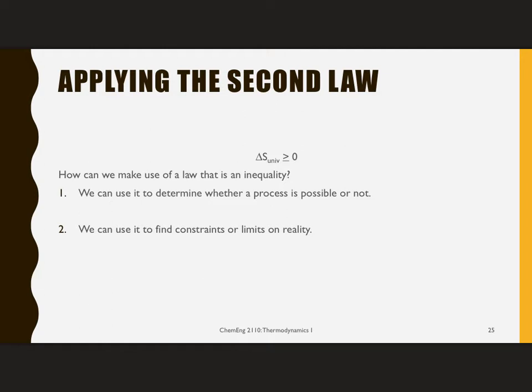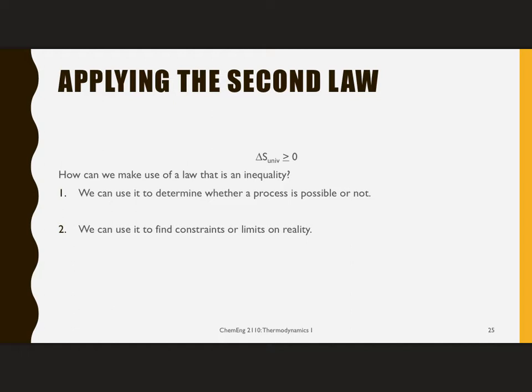So, the second law, in essence, says that delta S for the universe must be positive or equal to zero. Positive indicates an irreversible process. Equal to zero means that it's a reversible process. And negative indicates that it's something that's impossible.